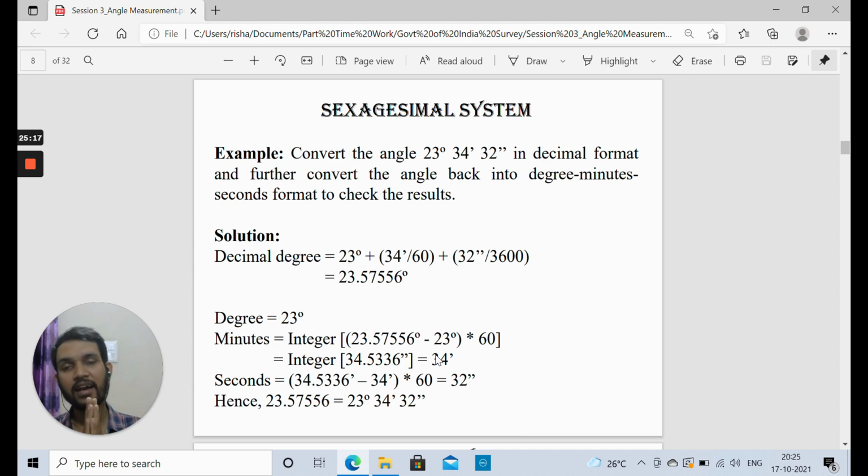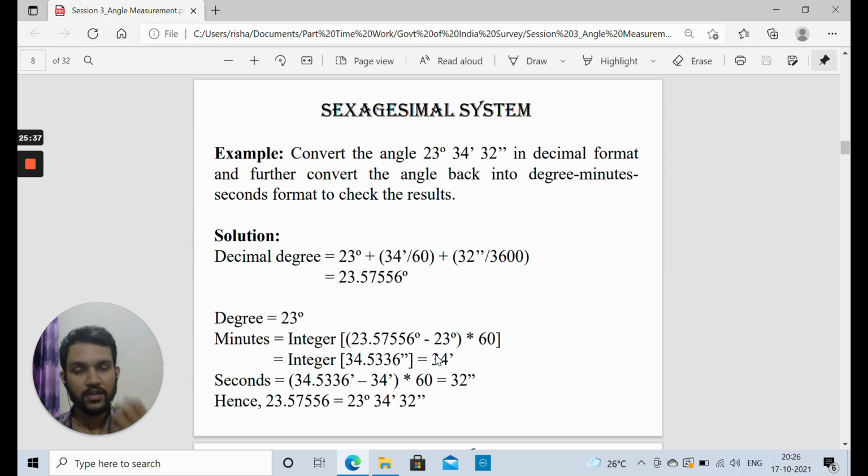So the final angle you get for 23 degrees 34 minutes 32 seconds, when reported in decimal form, when you solve this, is 23.57556 degrees. Now suppose this angle you need to convert back into the degrees, minutes and seconds format.